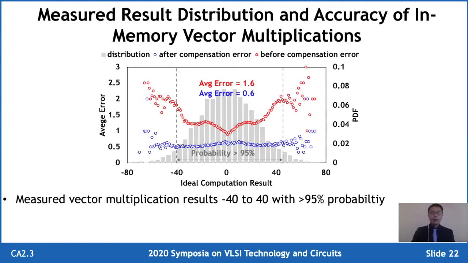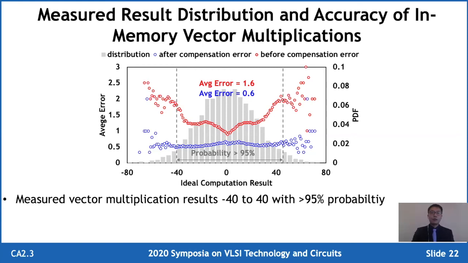And the in-memory computation accuracy is measured with real data. The gray bar statistically shows the probabilistic density of the target computation result distribution. It shows that more than 95% of vector computation results are in the minus 40 to 40 range, which is consistent with our motivation to use an adaptive 6-bit ADC.